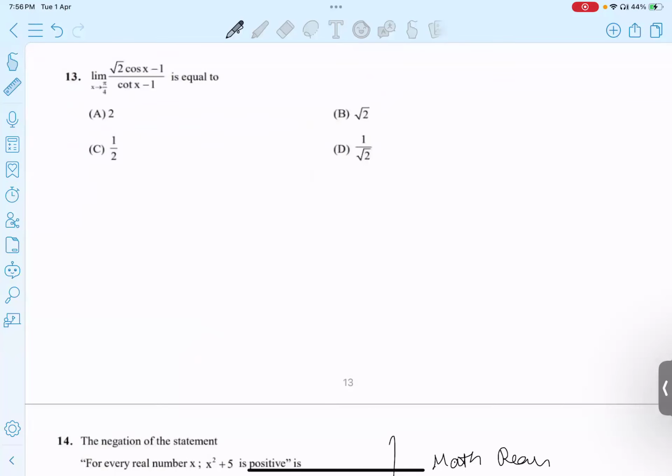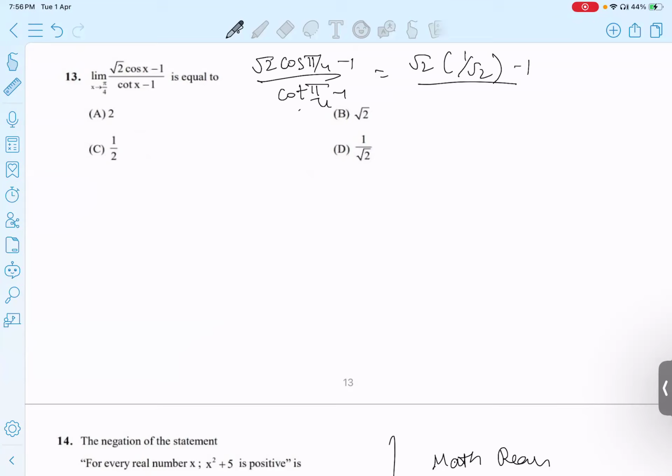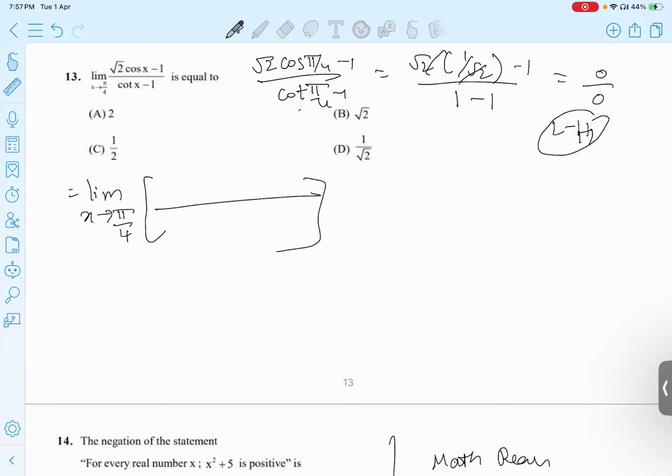So, previous question. Now put x is equal to pi by 4 directly. We'll get root 2 cos pi by 4 minus 1 over cot pi by 4 minus 1. Cos pi by 4 is 1 by root 2, minus 1. Cot pi by 4 is 1, minus 1. So we are getting 0 by 0 form. As we have discussed many times, whenever you get an indeterminate form, we have to apply L'Hospital's rule. What is this rule? Differentiate the numerator separately and differentiate the denominator separately.